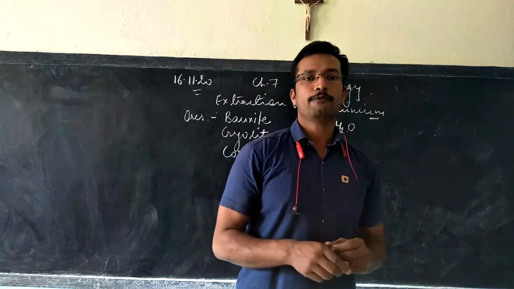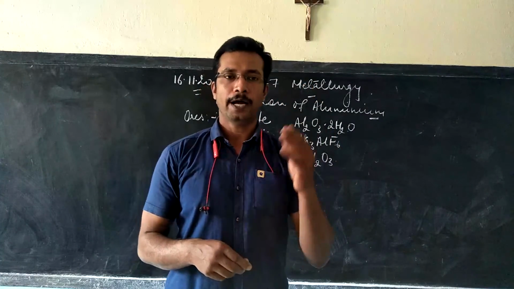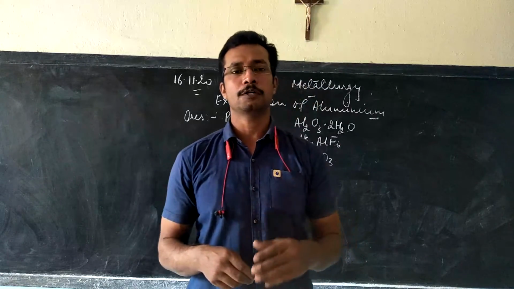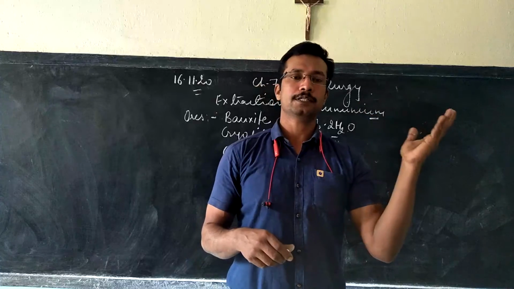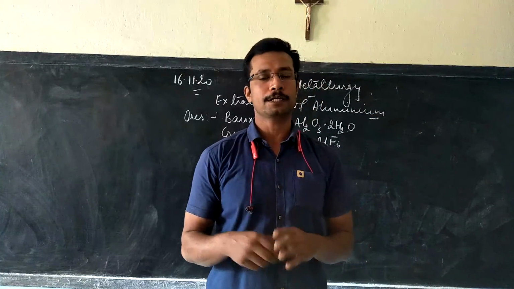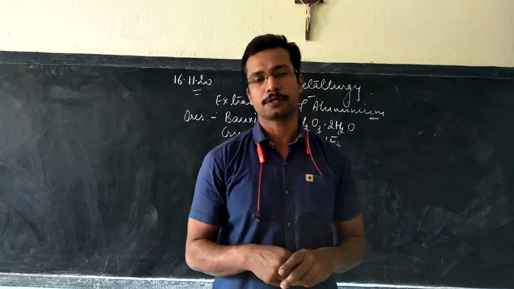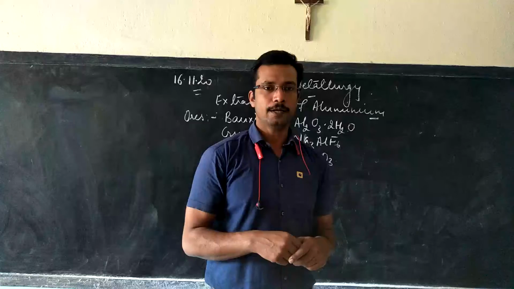Now aluminium is a silvery white metal and it is the most abundant metal found on the earth's crust. Most abundant means it is the only metal that is found in the largest quantity on the earth's crust. So it is the most abundant metal.